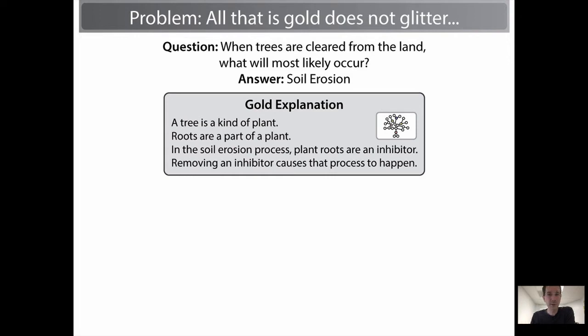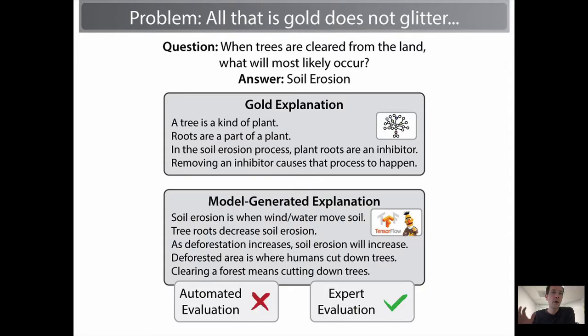As an example of this, here's a question and a 4-fact explanation. The question is, when trees are cleared from the land, what will most likely occur? The answer is soil erosion. And the 4-fact gold explanation in the WorldTree corpus is, a tree is a kind of plant. Roots are a part of a plant. In the soil erosion process, plant roots are an inhibitor, and removing an inhibitor causes a process to happen.